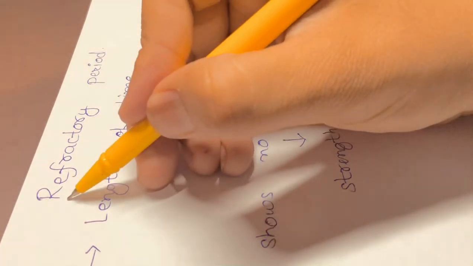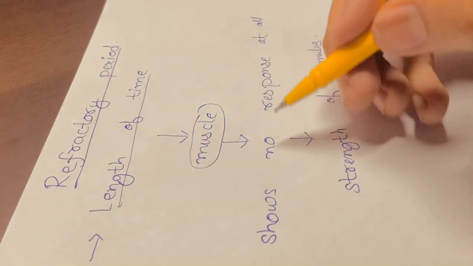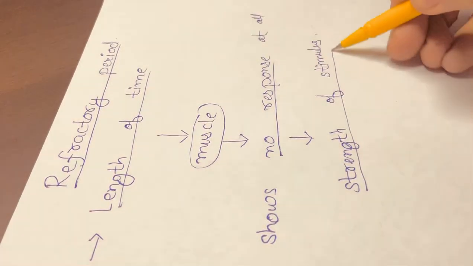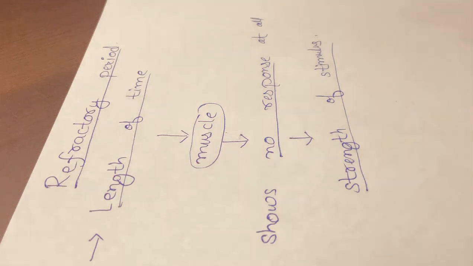So refractory period is the length of time in which a muscle shows no response at all to a strength of stimulus. That means a muscle would not show a response to a second stimulus. It would continue with the first stimulus. So this particular length of time where the muscle doesn't take the second stimulus is the refractory period. So how may you define the refractory period? It is the length of time during which the muscle doesn't respond to a second stimulus at all, whatever may be the strength of stimulus.